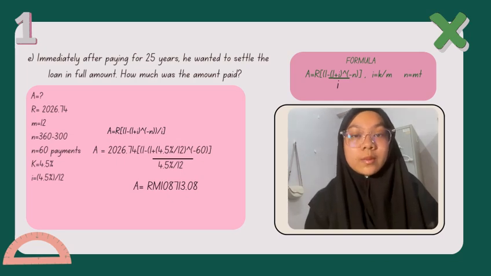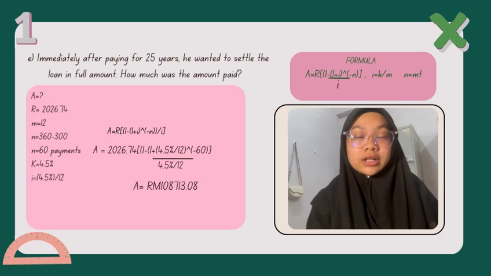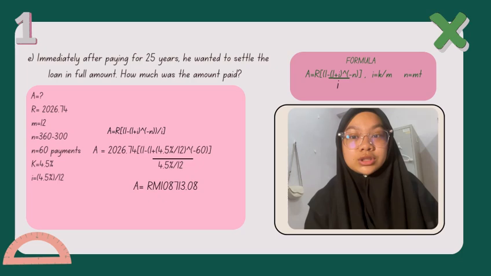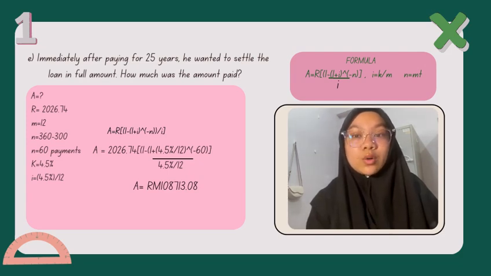So I will be using the present value formula, which is A equals to R, bracket 1 minus bracket 1 plus i, which is 4.5% over 12, and then bracket to the power of negative 60, over i, which is 4.5% over 12, and bracket the whole equation. So A will equal 108,713 ringgit and 8 cents. So this means that the amount paid was 108,713 ringgit and 8 cents.